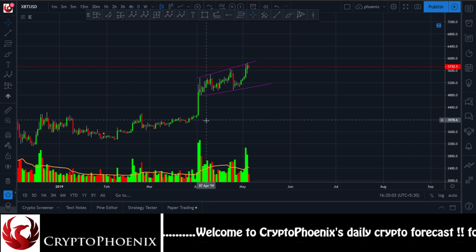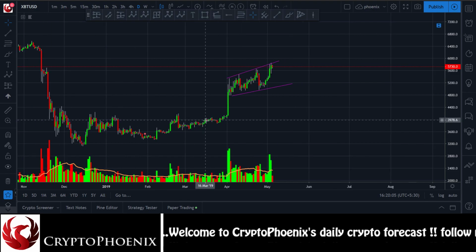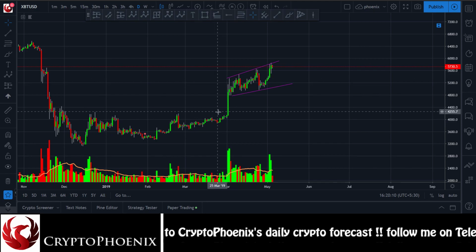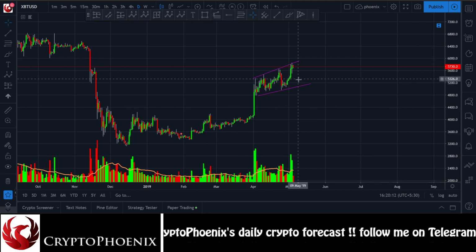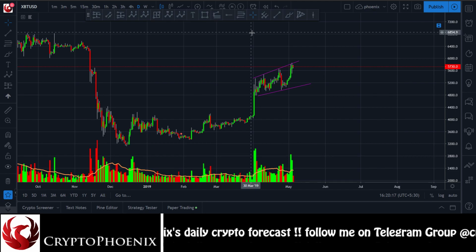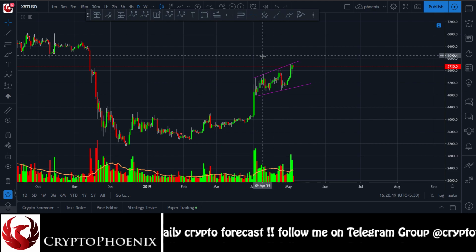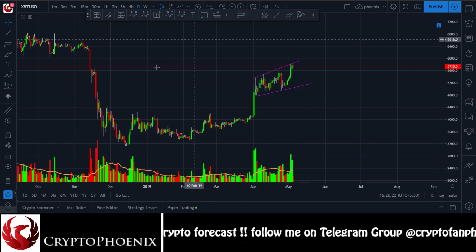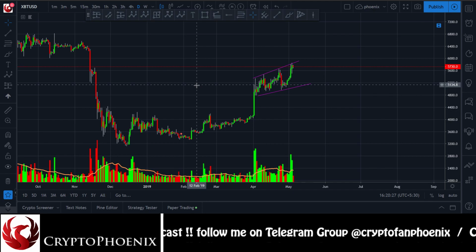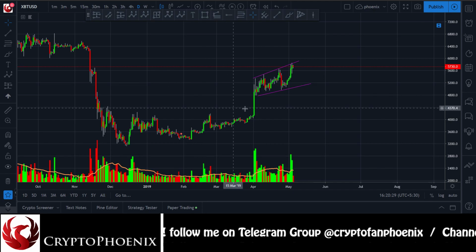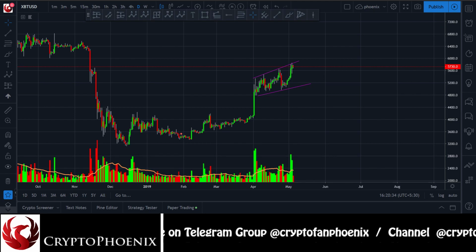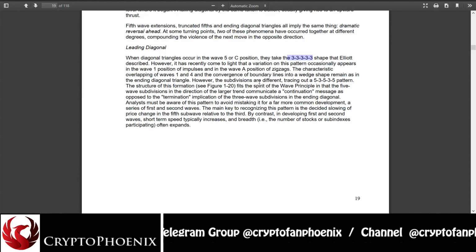Alright, in the previous video we discussed that XBT is making some sort of expanding diagonal pattern. So I want to discuss this pattern more, and where it appears in Elliott wave trading. This sort of pattern appears in wave 5 or wave C as per the Elliott wave rules. So let's check out some of the Elliott wave theory, and I have done research for you guys.